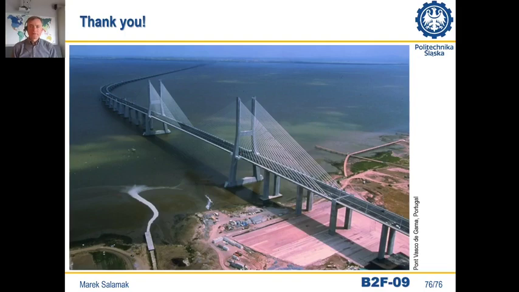This completes the discussion of additional components for modern bridges. As you could see, it would be difficult today without these elements. And they are getting closer to what we will call in the future smart bridges.